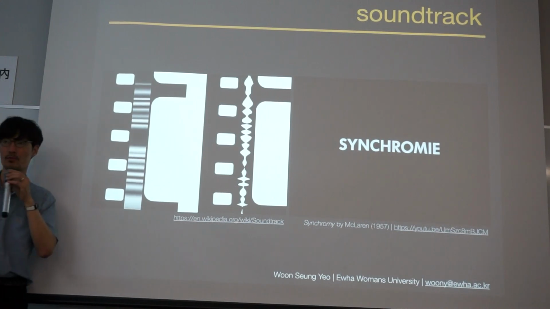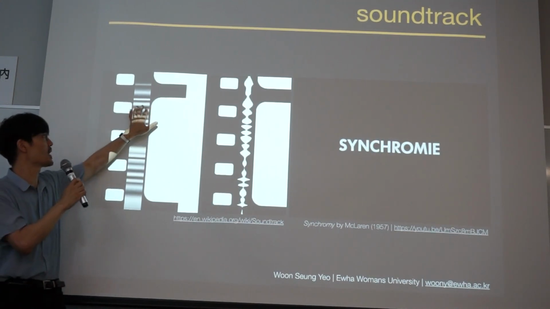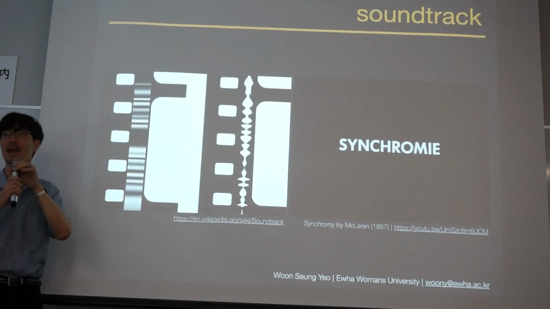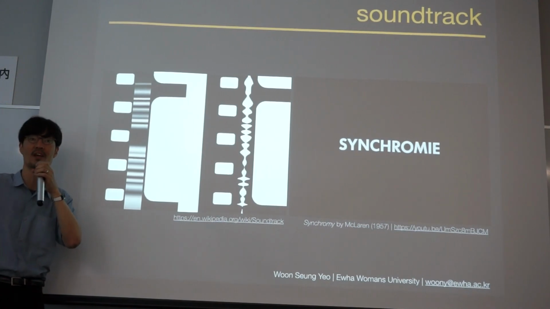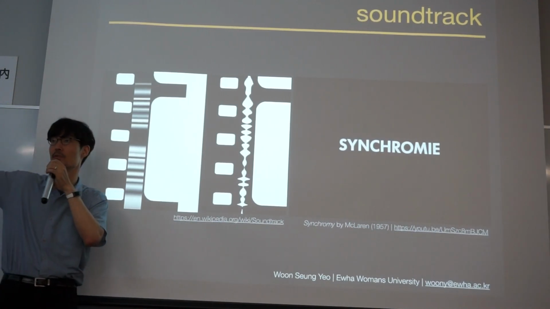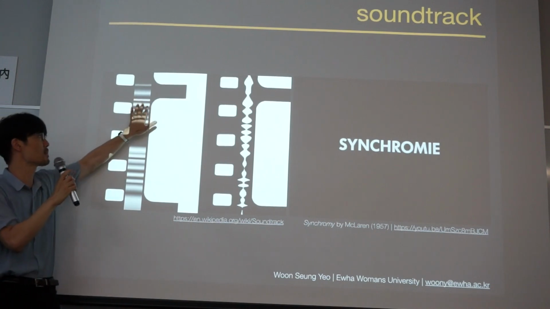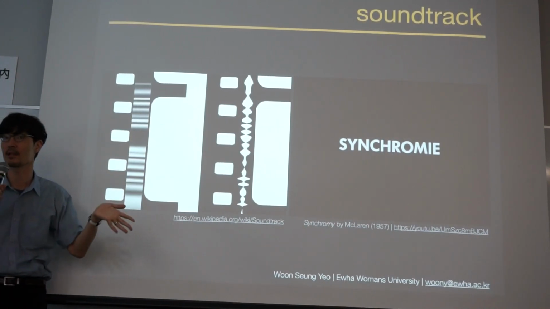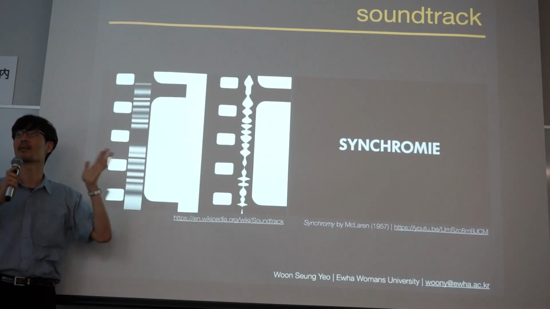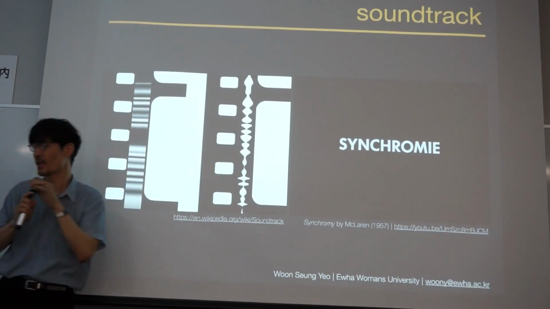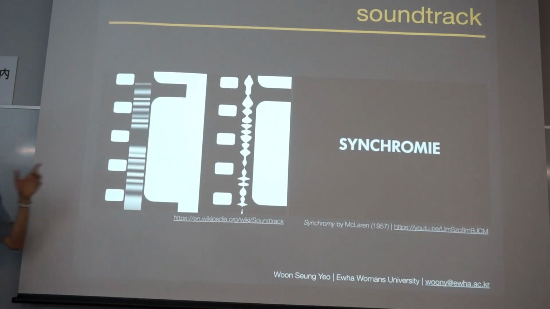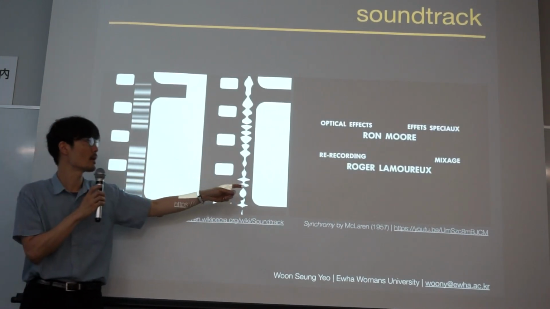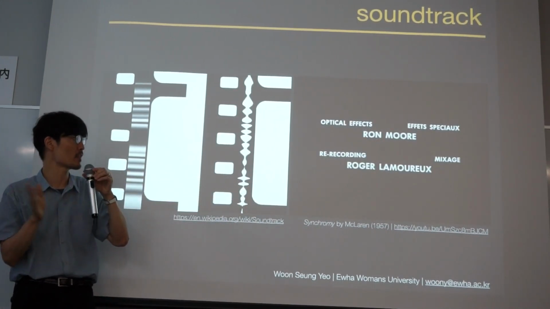But some people try to put images in this track. So they did not record a sound. Instead, they try to draw pictures and then put those pictures into this area of the film to create sound and visual track at the same time. One of the famous examples would be this one, Synchromy, created by Norman McLaren.